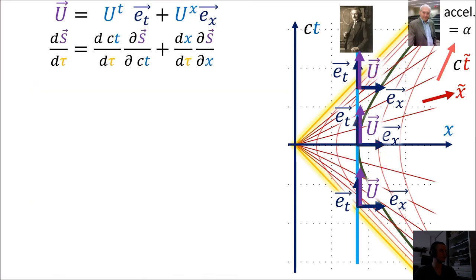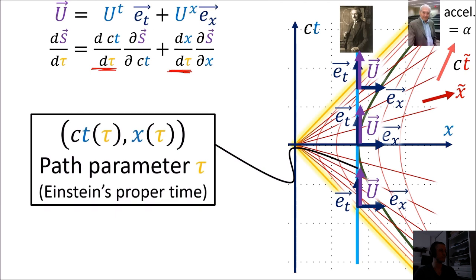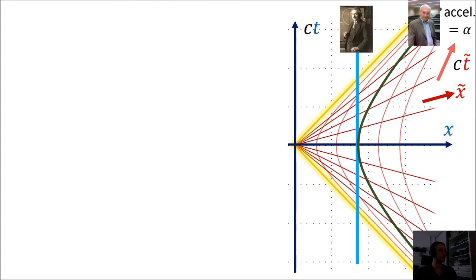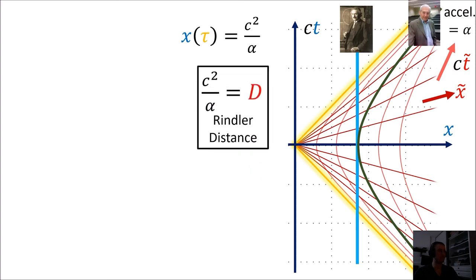Doing this in Einstein's frame will involve calculating the derivatives dct by d tau and dx by d tau. This means that we need equations for Einstein's world line using Einstein's proper time tau as the path parameter. Let's say that Einstein is stationary with a constant position of c squared over alpha, where c squared over alpha is also referred to as the Rindler distance, denoted with a capital D.